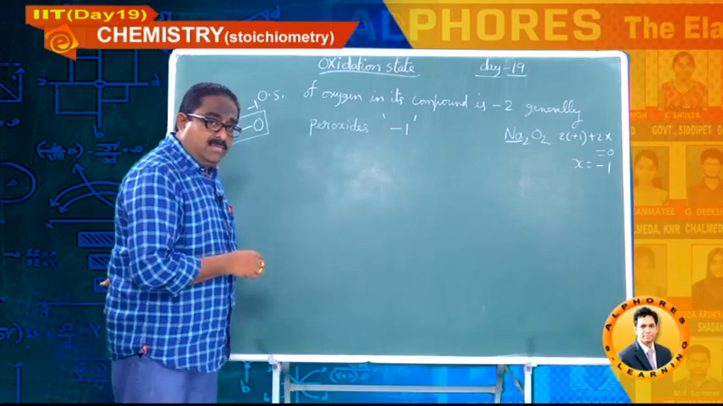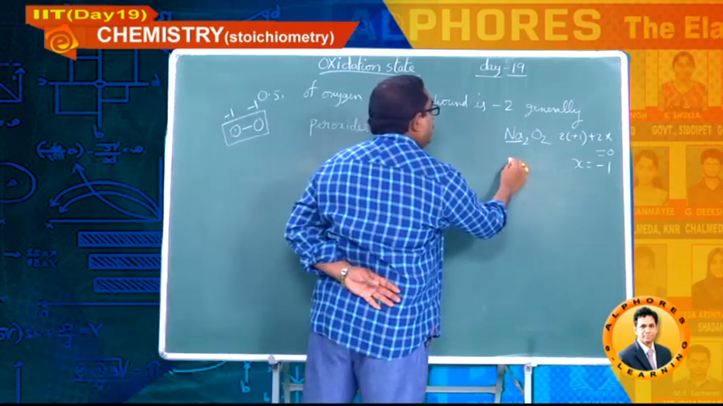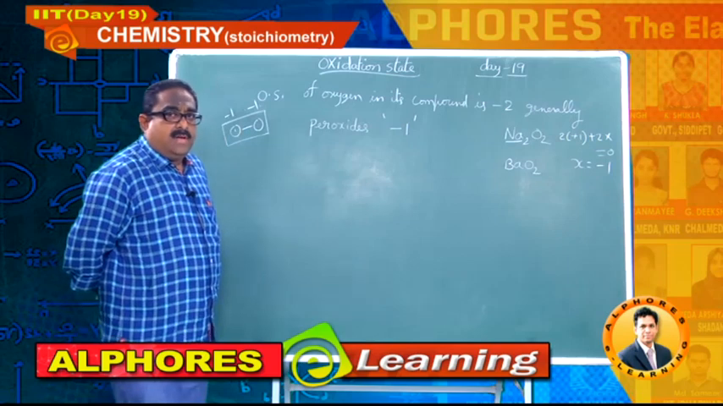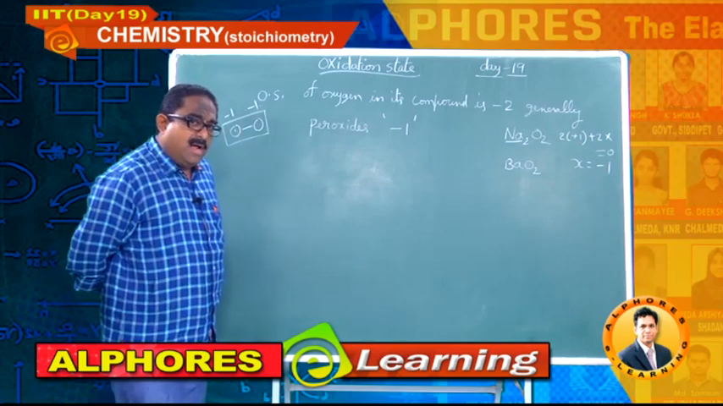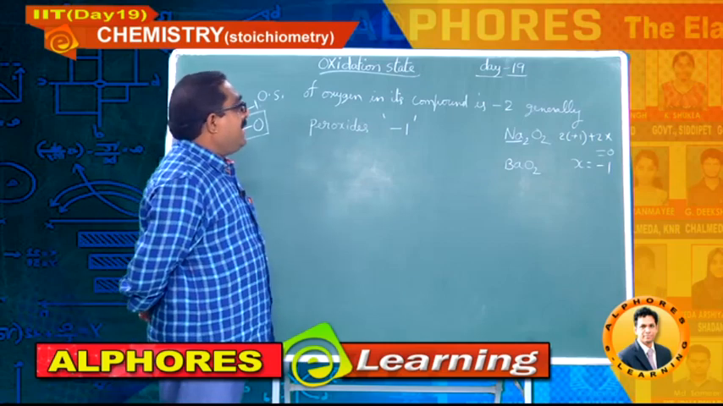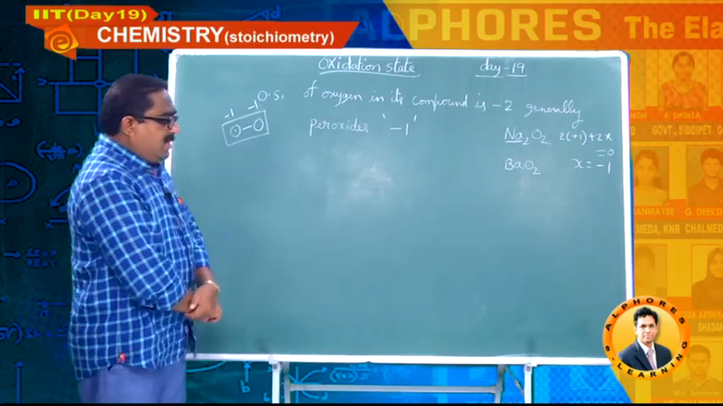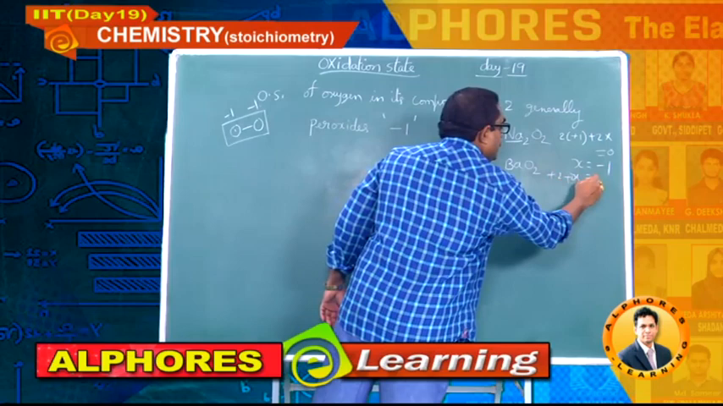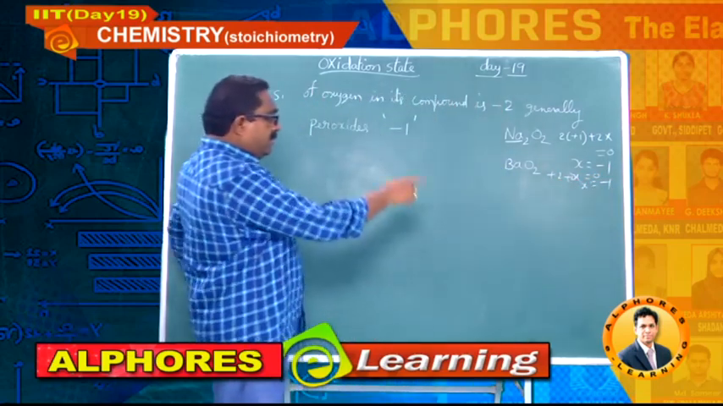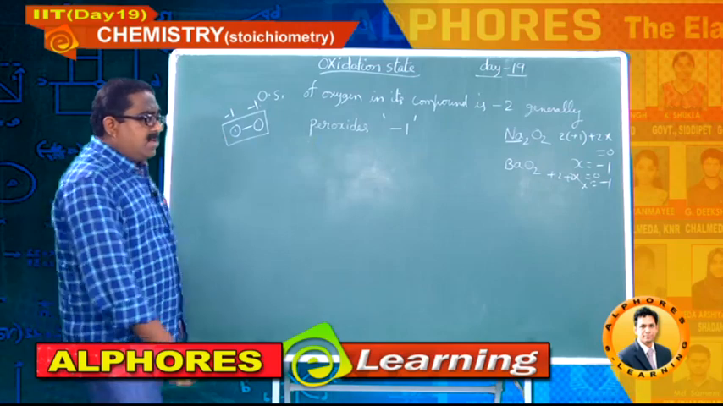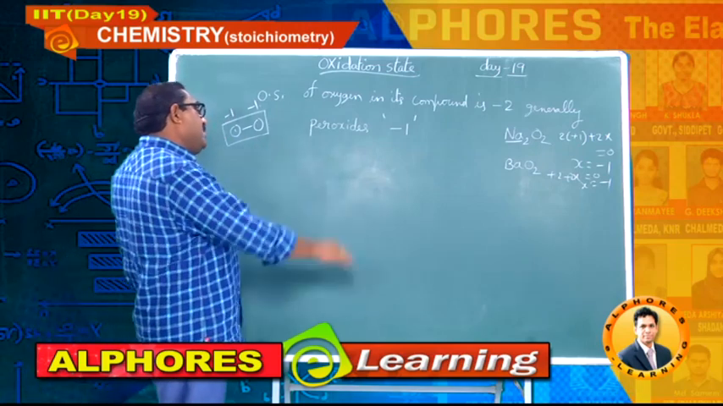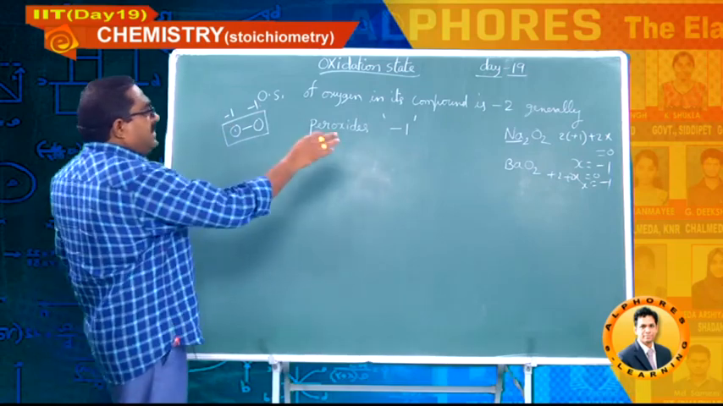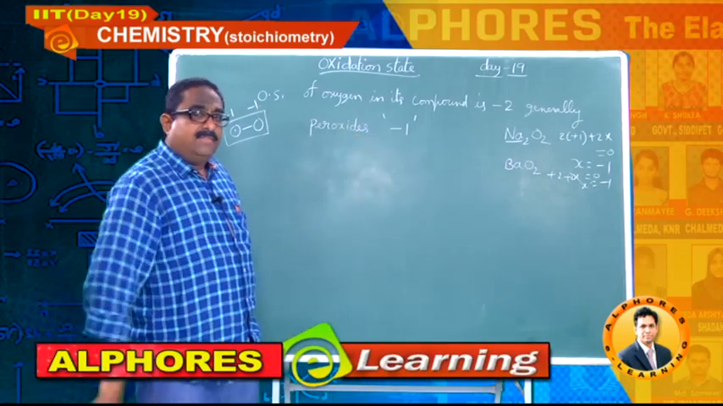This is one example. Let me give another example: oxide of barium, BaO2. We should find whether it is a normal oxide or a peroxide. In the same way, barium, an alkaline earth metal, second group, common oxidation state is only +2. Again do it: +2 plus 2x equals 0. Again x equals -1. So the oxidation state of oxygen I also got as -1. So you can simply say the given oxide is barium peroxide, not a normal oxide. That is a brief discussion about peroxide.